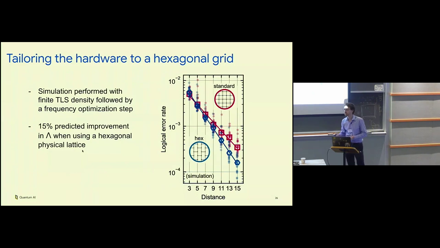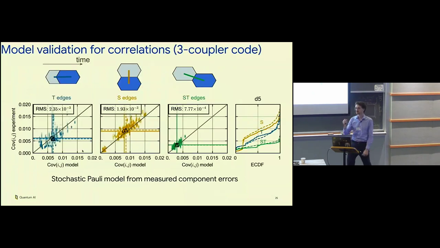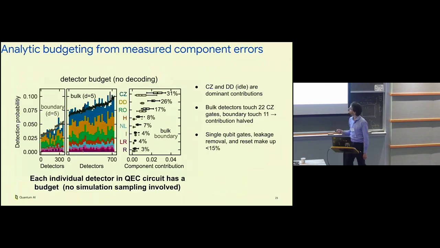Oh, yes? Yes. Yeah, so each color corresponds to a different gate. The blue one is the CZ, so this is like the 31%. Orange one is DD, which is just idle during measurement error. And then the red one, which is the next big one, is the readout.